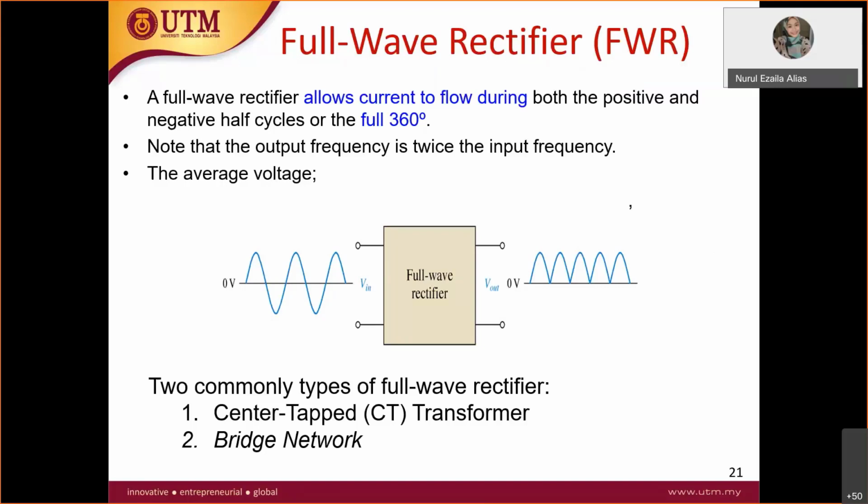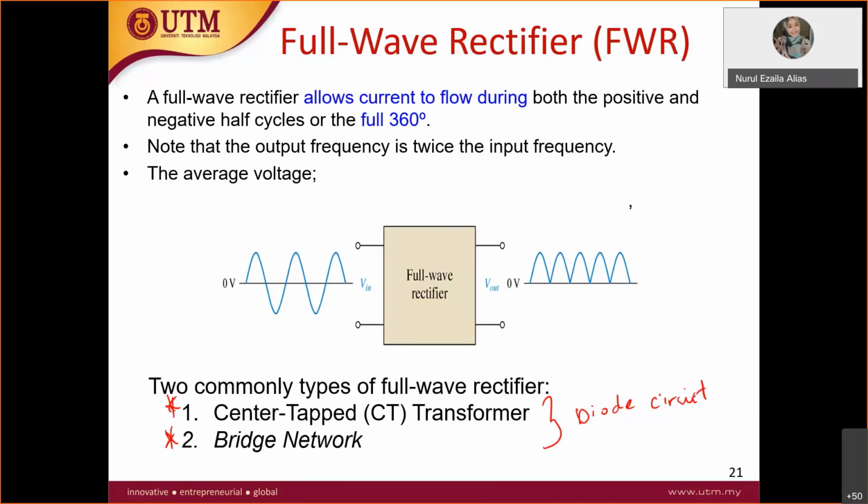So this is the full wave rectifier, which allows current. Again, for the rectifier, it has two types. One is the center tap transformer. The other one is the bridge network circuit. These are all diode circuits, but the configurations are different between these two. The center tap is different and the bridge network is different.